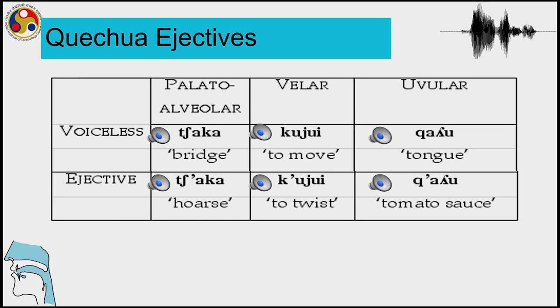So those are the palatoalveolar, velar, uvular, and these are the ejective sounds.